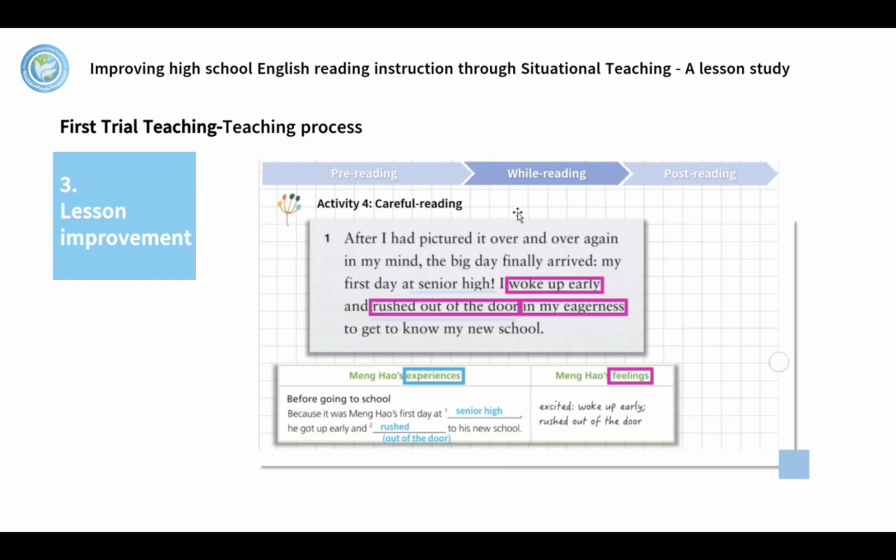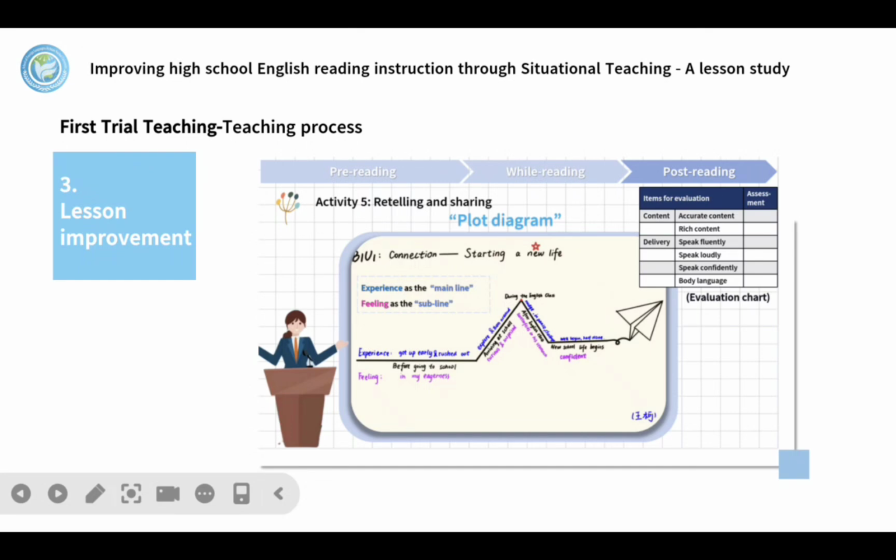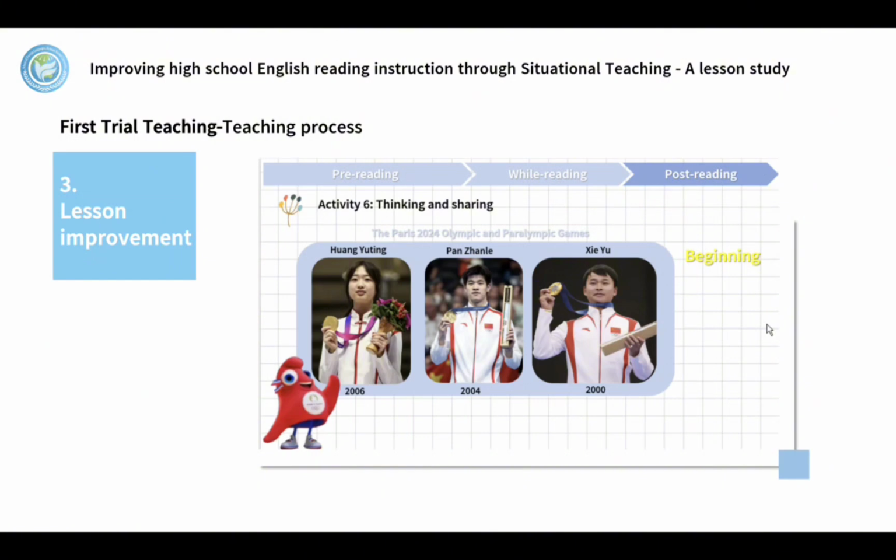And then the students will read the passage carefully and complete task 4 and task 3 in the textbook and draw the plot diagram in turn. And then in the post-reading part, the teacher presented a complete plot diagram combined with Meng Hao's experiences and feelings, and asked the students to retell Meng Hao's first day based on this plot diagram. And then, by having the students present in the form of a speech, their oral ability can be improved.